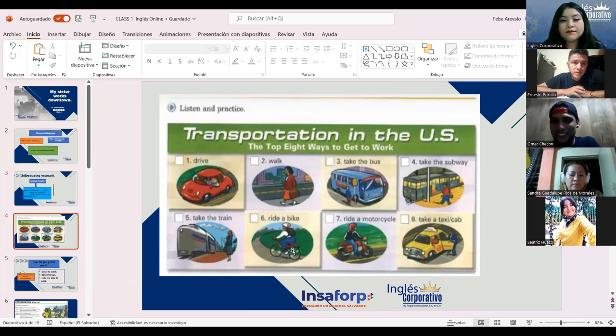One, drive, two, ride, three, take the bus, four, take the subway, five, take the train, six, ride bike, seven, ride motorcycle. Eight, take a taxi. Very good, excellent.